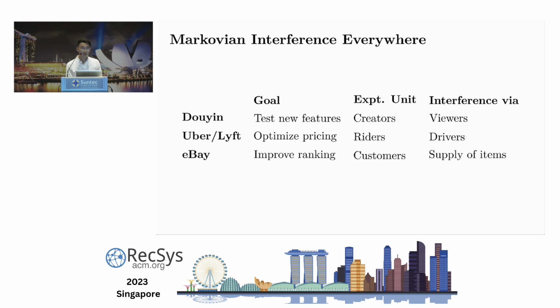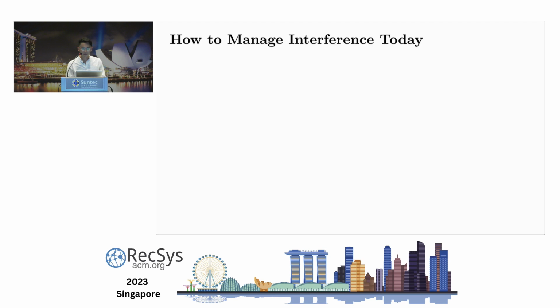An early example is from eBay, where they're running different ranking algorithms on different customers, but all customers are competing for a finite supply of items, and they interfere with each other by using up that finite supply. The list just goes on and on. You can think about running into this problem pretty much in any kind of online platform. So how do people deal with this problem today?